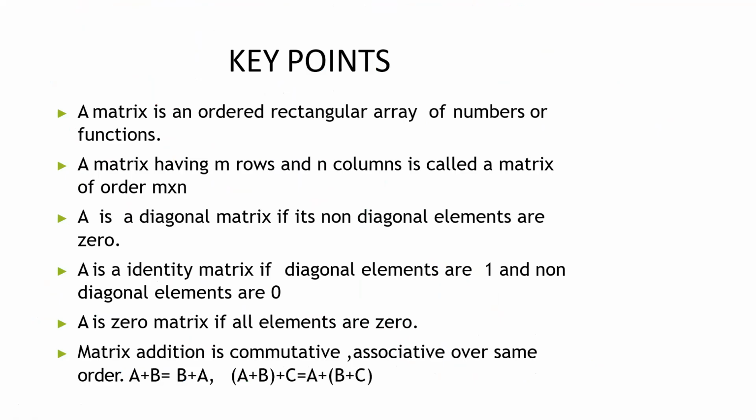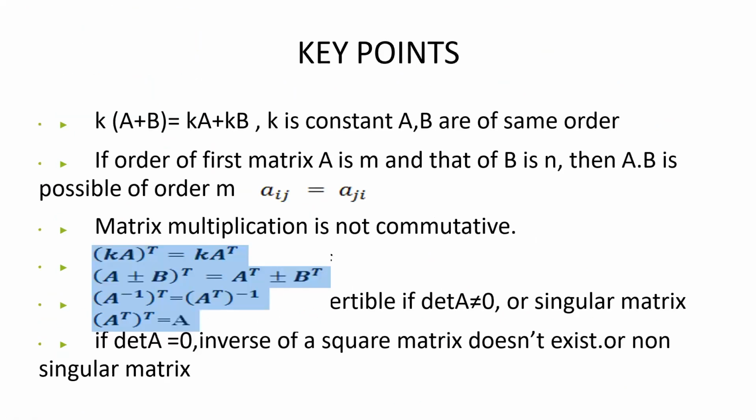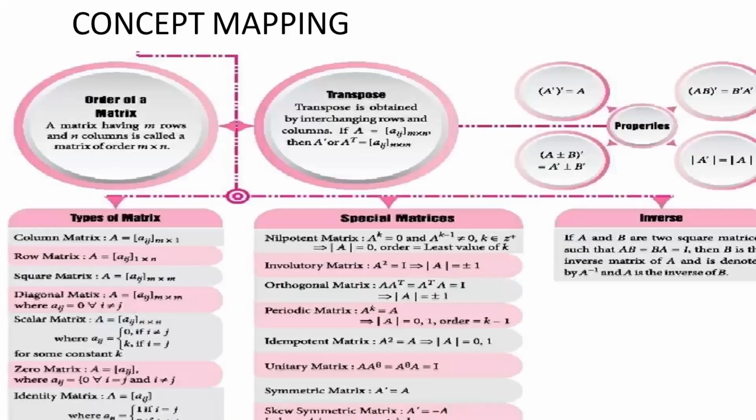So this is regarding the matrix. What are the key points here? A matrix is an ordered rectangular array of numbers or functions. A matrix having m rows and n columns is called order m by n. So these are all the things we have seen. This is something like a cheat sheet for matrix operations.